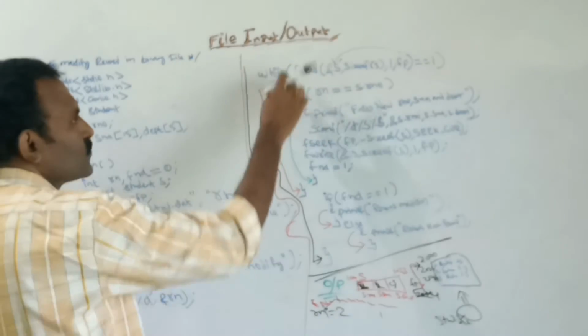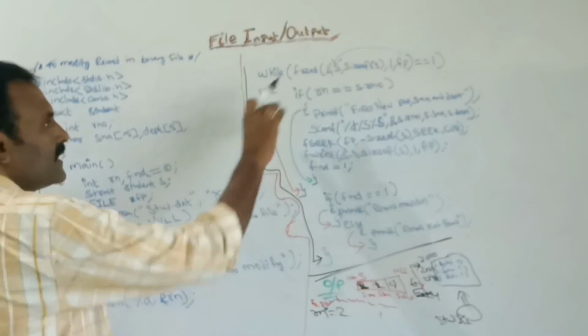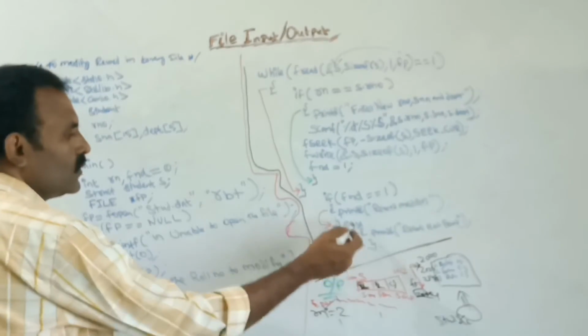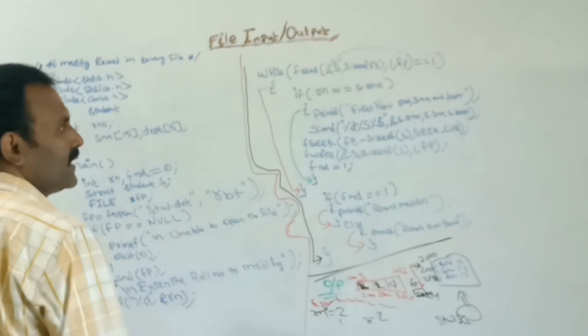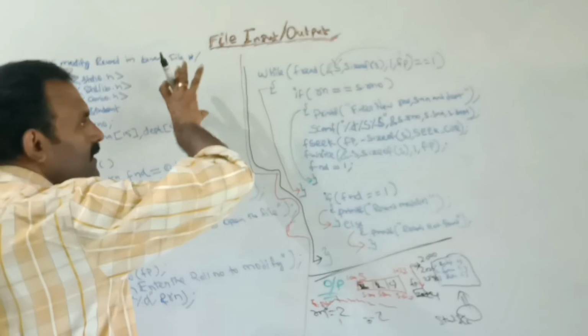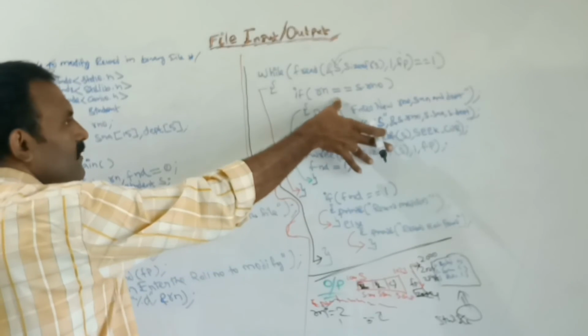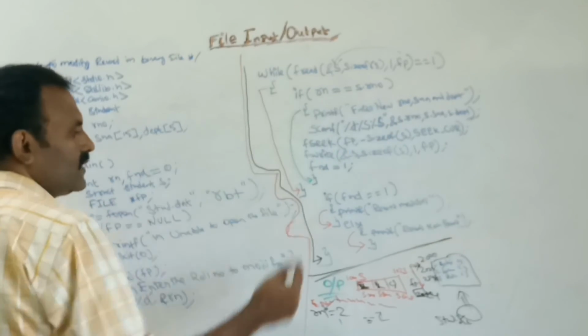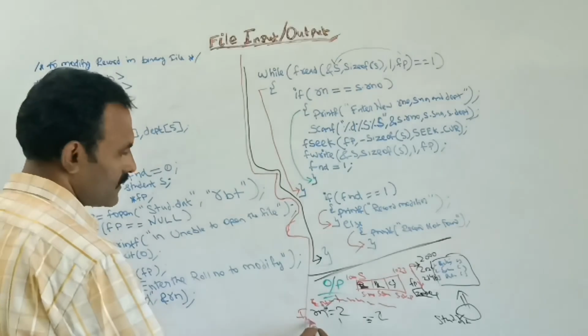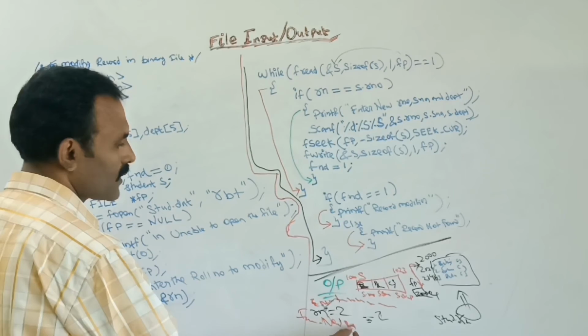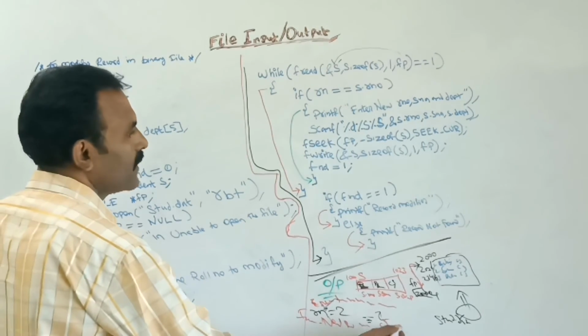Here after loading this, in the if condition I am checking. In this if condition, what is the Rn value? 2. The s.rno value is also 2. So here it is matched. Once it is matched, it will go inside this if statement. Now execute one by one. First, I am asking to enter the new roll number, name and department.